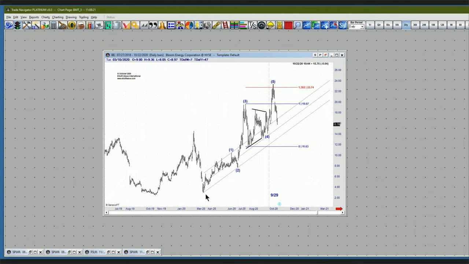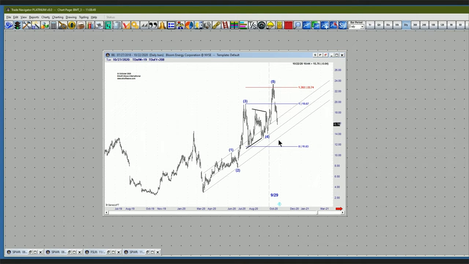Trying to pick tops and bottoms, trying to nail the bottom and nail the top. Can you do it? Yes. Is it possible? Yes. Have I done it? Yes. Have you done it? I have no doubt you've done it, and you've probably done it more than once. But you know as well as I do that that is a very tough game to play day in, day out, week in, week out, month in, month out, year after year after year. So I like things simple.